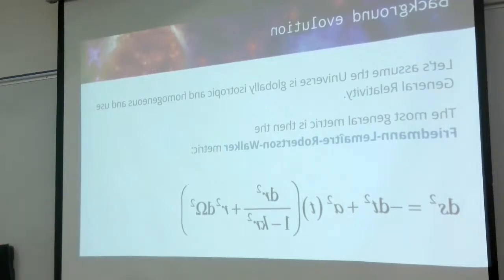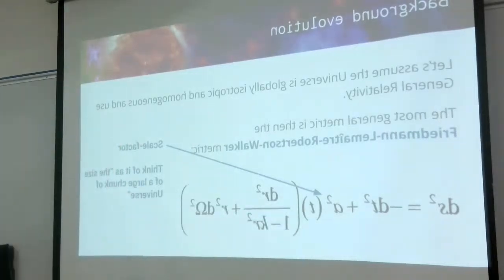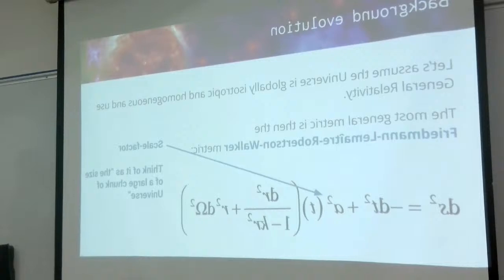This is a solution that's been derived by these four people. The key term here is that there's only one free thing, this a, which is the scale factor, which is the size of the universe. It has a value of 1 today and 0 when the universe was infinitely small.